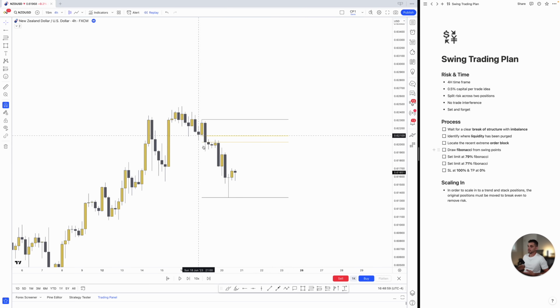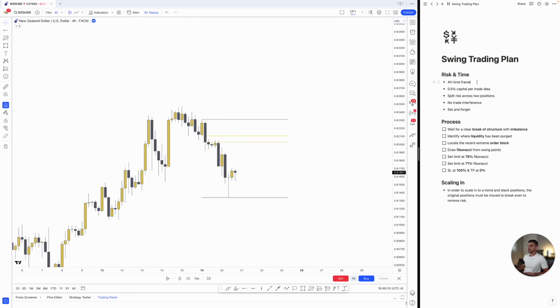Either an imbalance or an order block, or ideally both. So let's just go through the trading plan on the right-hand side here before I get too ahead of myself on the charts. The trading plan states in the risk and time category here, I'm only trading on the 4-hour time frame, okay? This is a swing trading strategy.